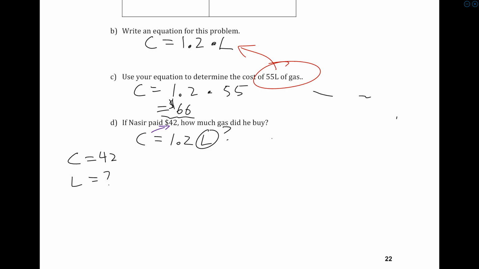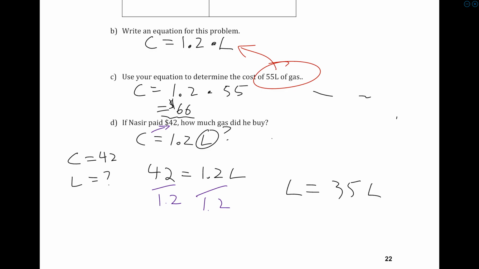So in this case, okay, so I'm looking for L. 42 is equal to 1.2 times L. And as Silver pointed out for us last time, you just divide. You do the opposite operation. So divide by 1.2, divide by 1.2. So we say L equals 30 something. Oh, I was going to say 36. Good thing I stalled it. 35.